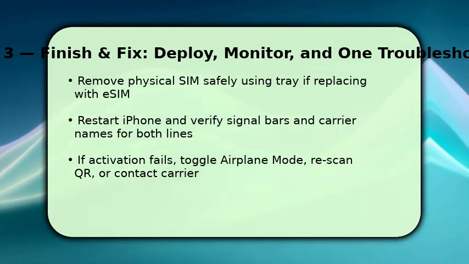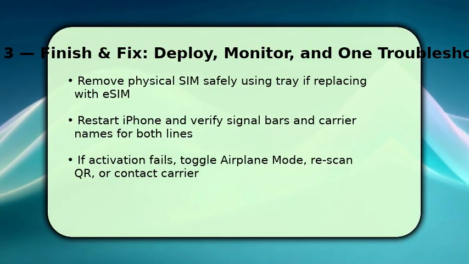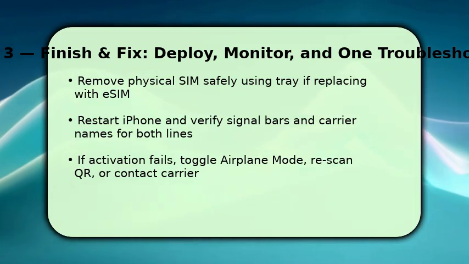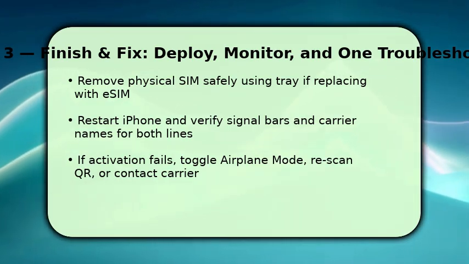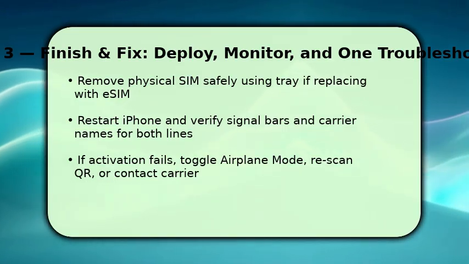If something goes wrong, first toggle airplane mode and retry the QR scan or re-enter the activation code. If that fails, contact your carrier with the IMEI and eSIM details. One key troubleshooting tip: restarting and rescanning fixes most issues.